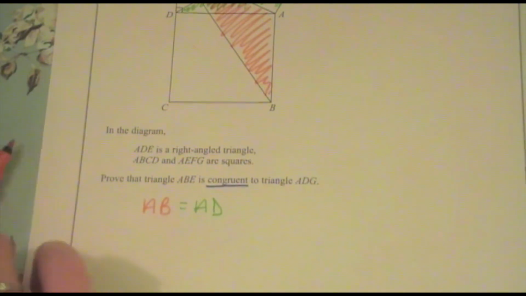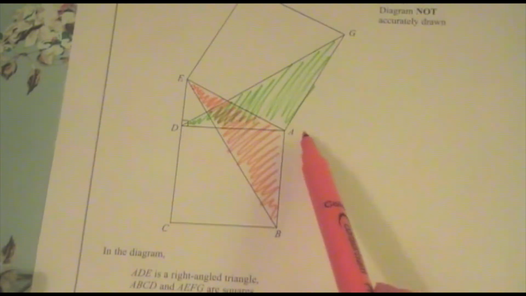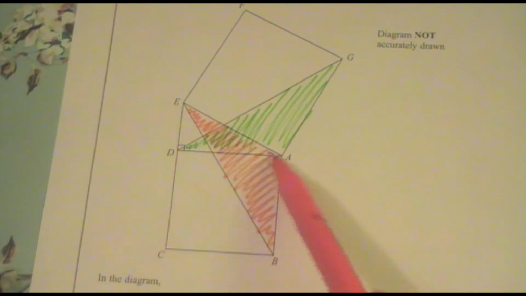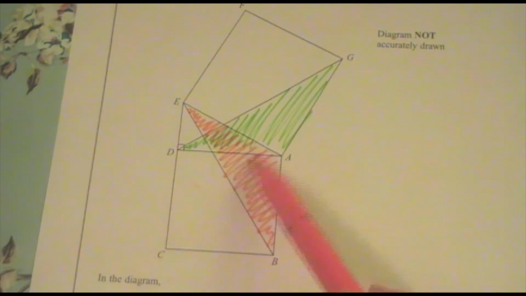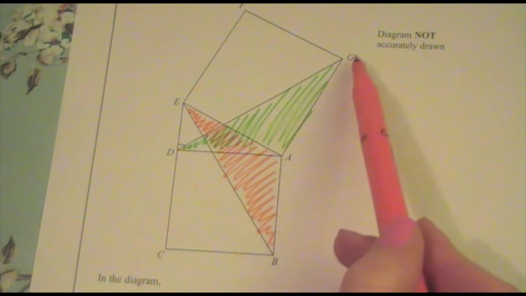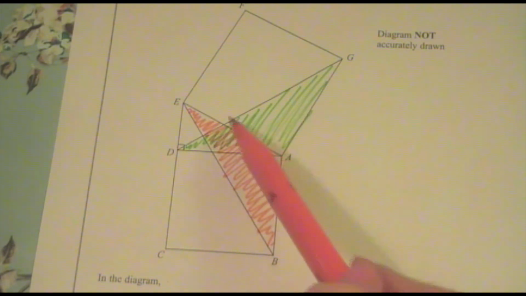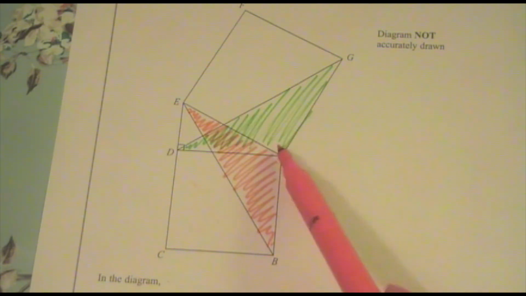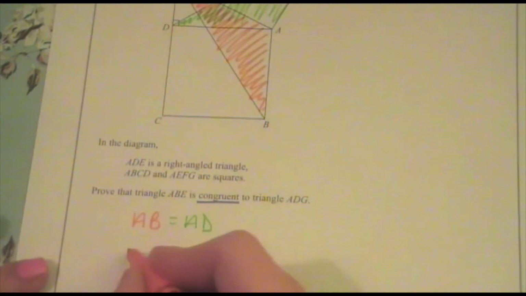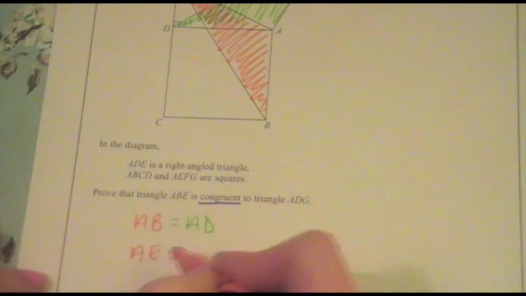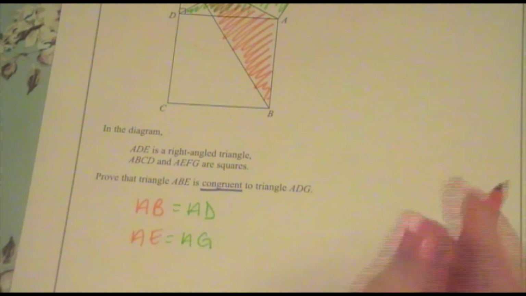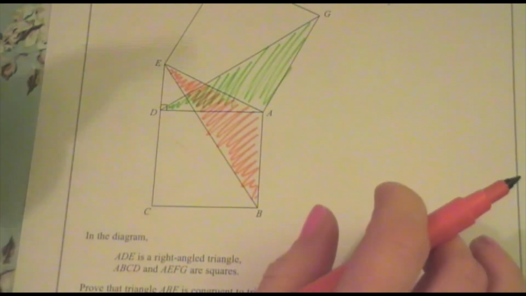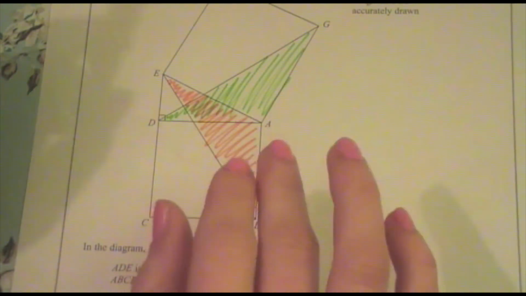What I can also notice is if I look at this square up here, it's another square, so that means that this length here, AE, has got to be the same as AG. Now AE belongs to my orange triangle, and AG belongs to my green triangle. That means I've just found another two lengths that both triangles have that are the same. So I've just proved that two of the sides are the same length. Two sides in both triangles are the same length.